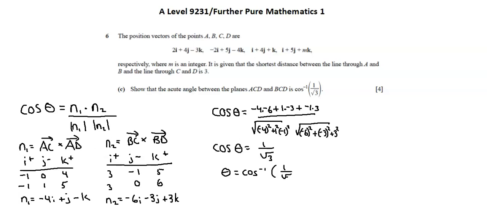1 over root 3. This cosine value is positive, which confirms that the angle we've calculated is acute. If in this kind of scenario you end up with a negative cosine value, you can simply comment that the negative cosine value relates to the obtuse angle, and that the positive of the same cosine value represents the acute angle. This completes the requirements for question 6, part C.